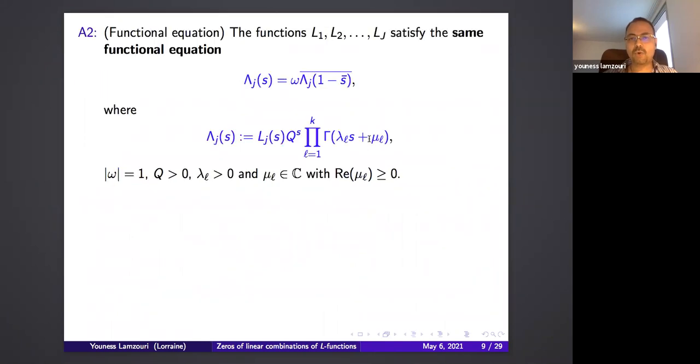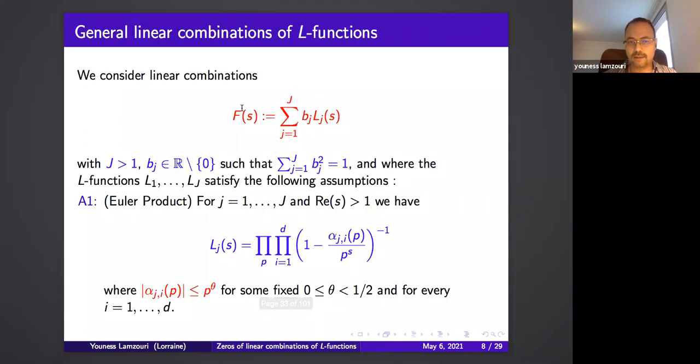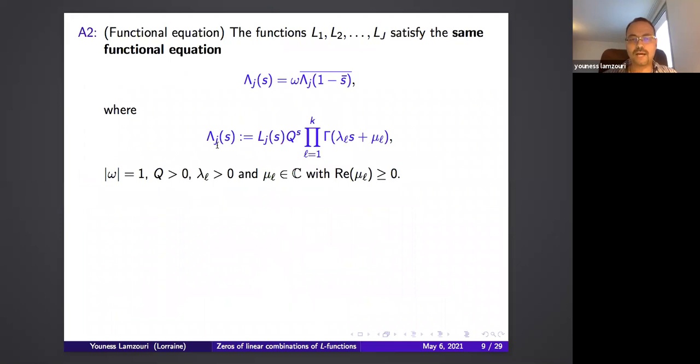We would like that all the L functions involved satisfy the same functional equation. The reason is that we would like this linear combination also to satisfy a functional equation. So if you write Lambda_j(s) to be the completed L function, you take the L function and multiply by what's called the conductor, or the arithmetic conductor, to the s, and then a product of gamma factors. Here we don't care about this.